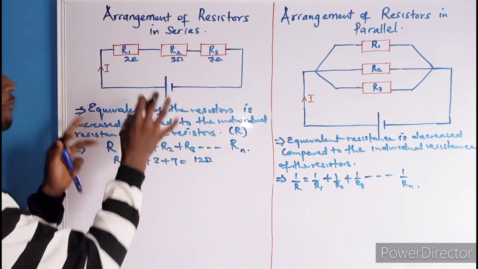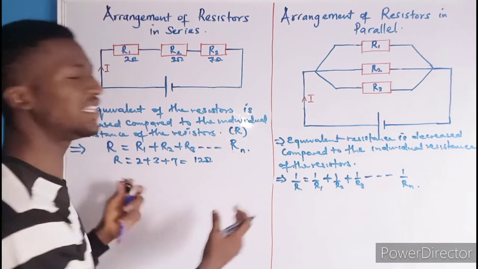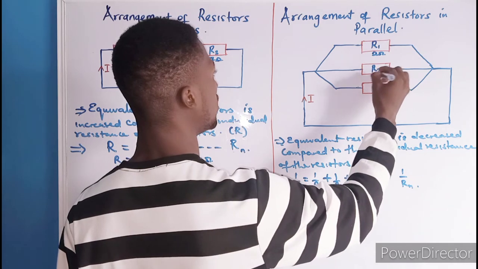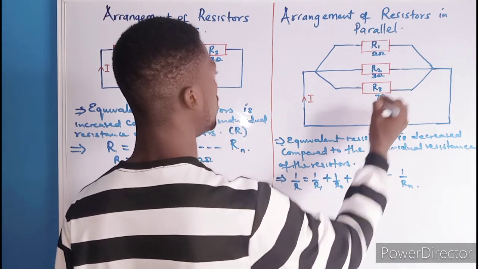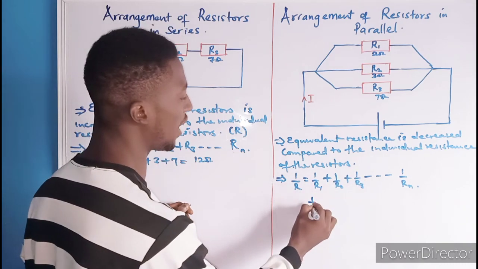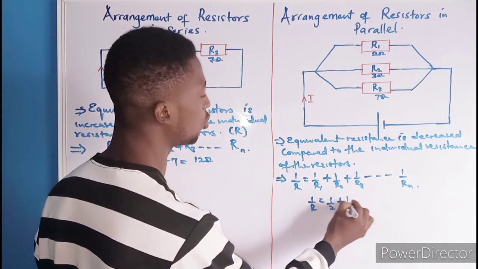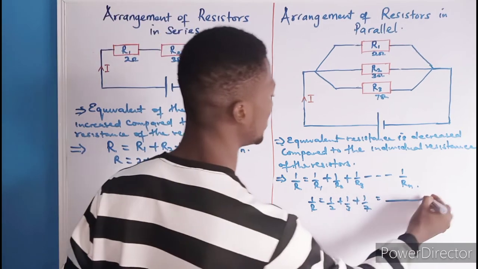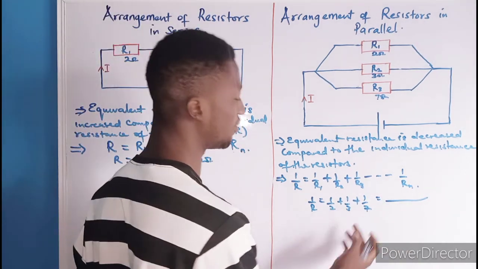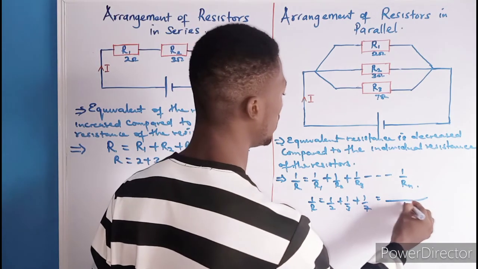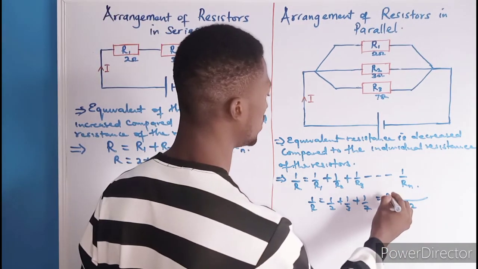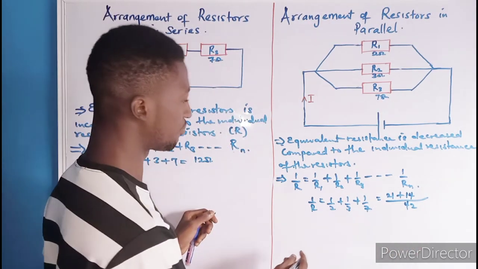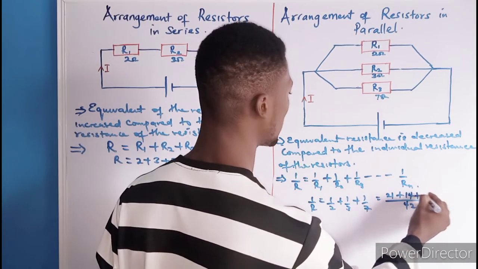Now let's take these particular resistors and arrange them in parallel and see the difference. In this case, you have 2 ohms, 3 ohms, and 7 ohms. For this one, 1 over R is equal to 1 over 2 plus 1 over 3 plus 1 over 7. Here you have the LCM of 2, 3, and 7. Simply say 6 times 7, which is 42. Now, 2 in 42 gives us 21, plus 3 in 42 gives us 14, and 7 in 42 gives us 6.